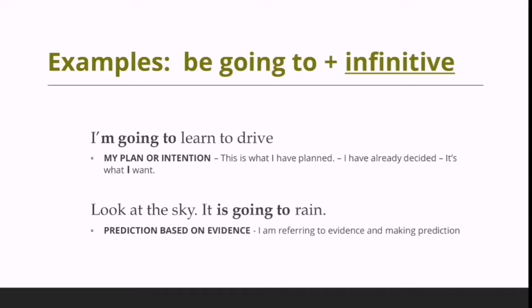So we have the other example. Look at the sky. It is going to rain. That is a prediction based on an evidence that I have because I'm showing that the sky, that the clouds are dark. I'm referring to the evidence and making a prediction, okay?